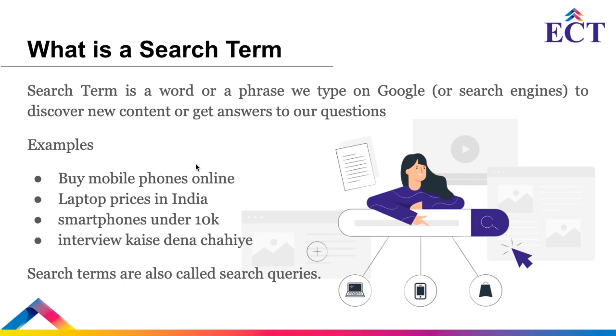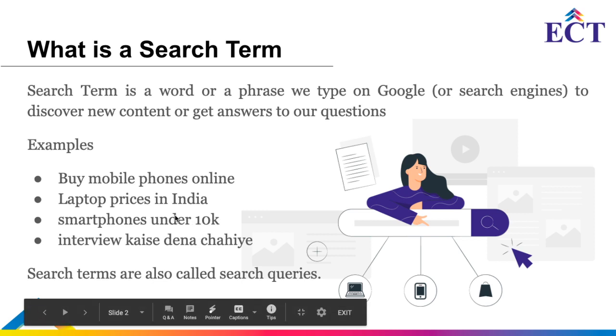For instance, when you have to buy mobile phones, you tend to use terms like buy mobile phones online, laptop prices in India, or smartphones under 10K. Some people also search in Hindi, like interview kaise dena chahiye, or in their own dialect or language. These are called search terms. Sometimes a search term is also called a search query. Anything that you type on a search engine, specifically Google, is a search term.